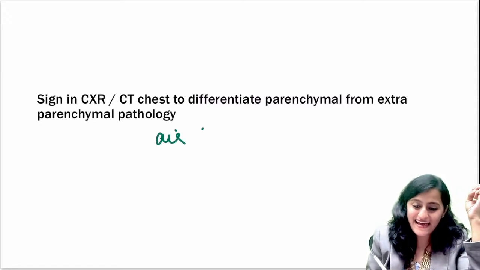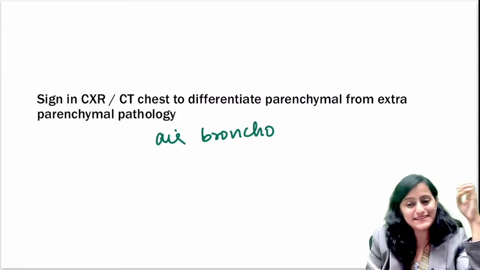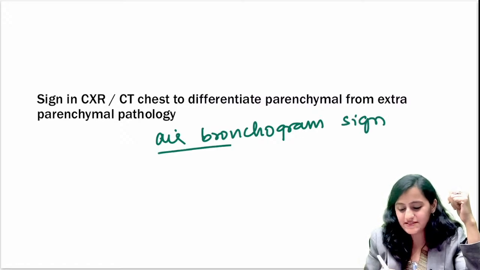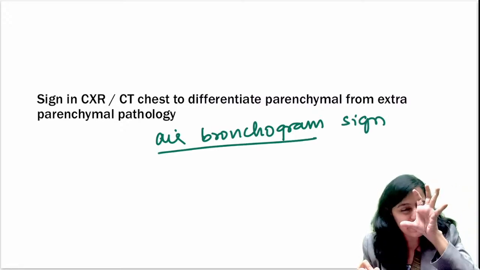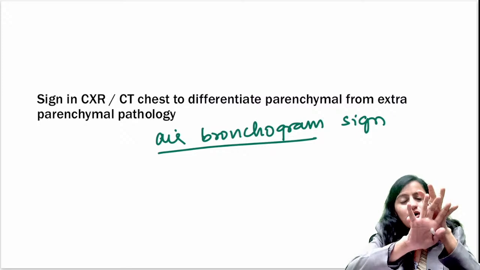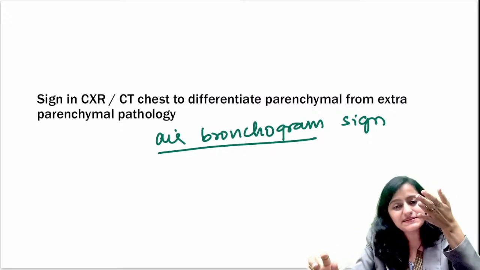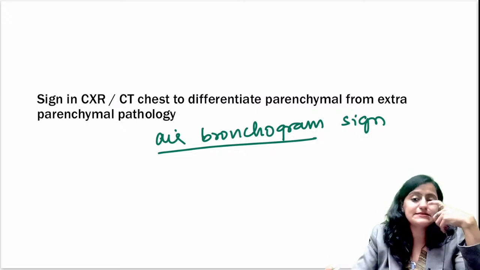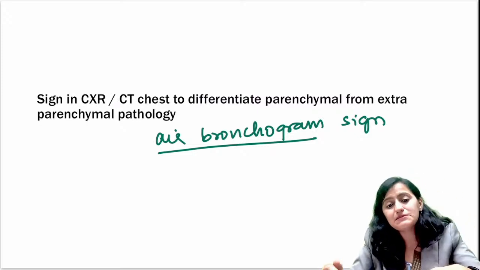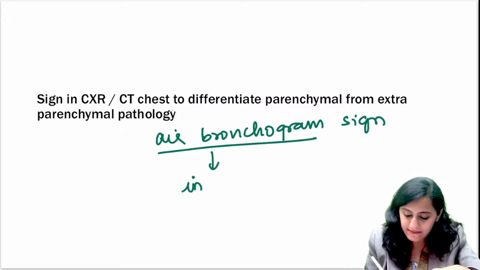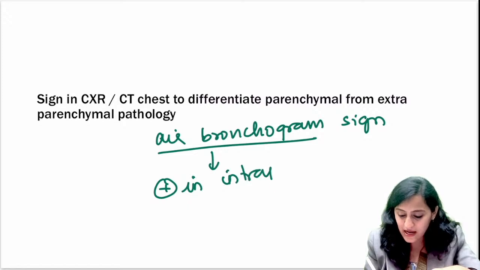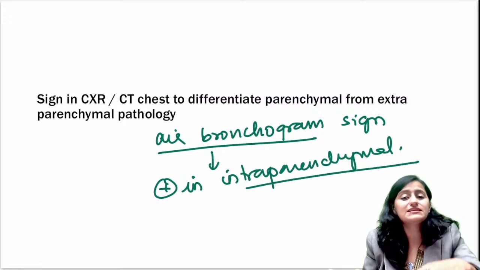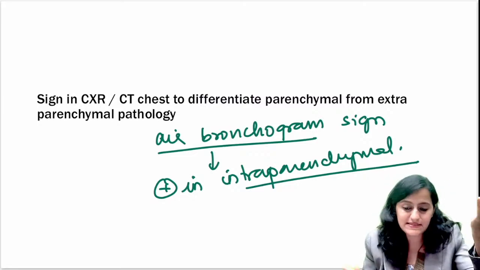That is air bronchogram sign. Correct. So, Subra, you are correct, right? But you just have to label the sign. The name of the sign is air bronchogram. If in an opacity you are seeing the black bronchi going, right? Bronchi are present in the lung, not outside the lung. So if you see that bronchi going, then it is going to be intraparenchymal pathology. So air bronchogram sign is present in intraparenchymal pathology, not extraparenchymal pathology like pleural effusion or mediastinal mass, which will not have it.